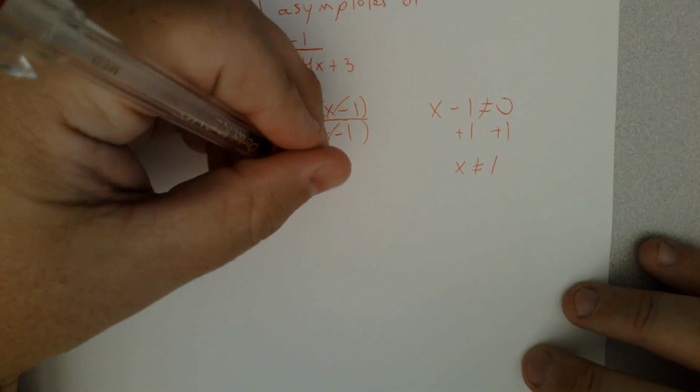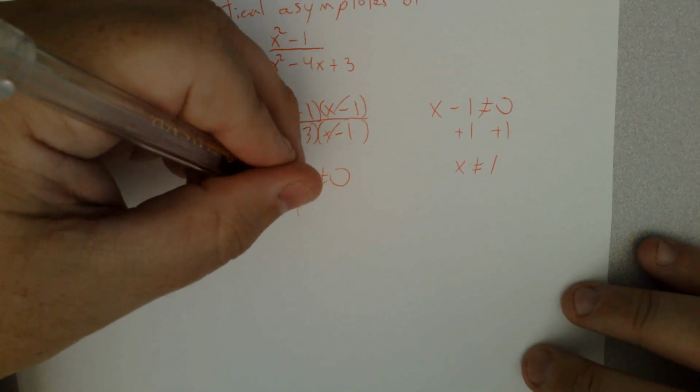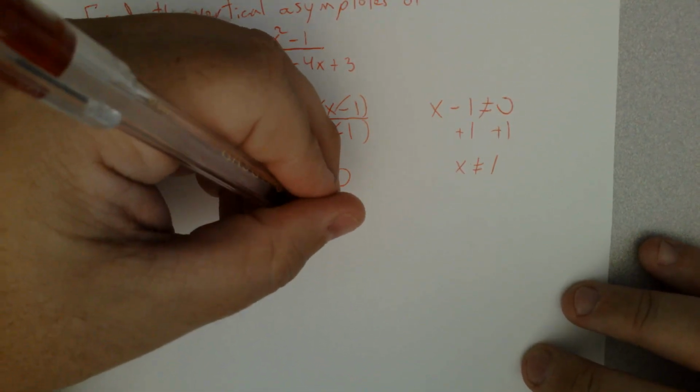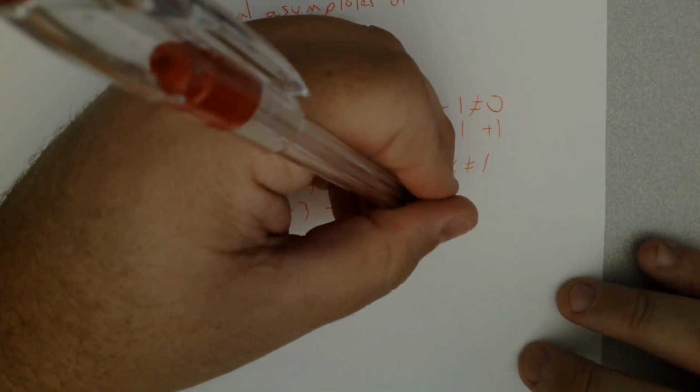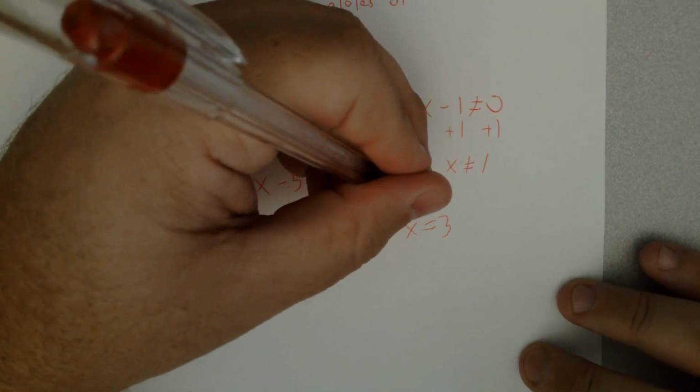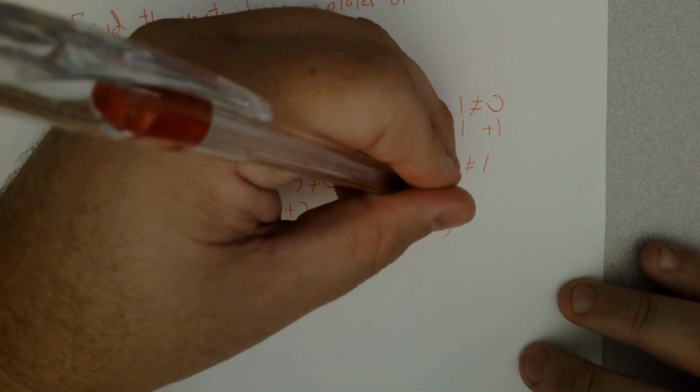We say x minus 3 cannot equal 0. Add 3 to both sides, and we see that x cannot equal 3. So x equals 3 is our vertical asymptote for this function.